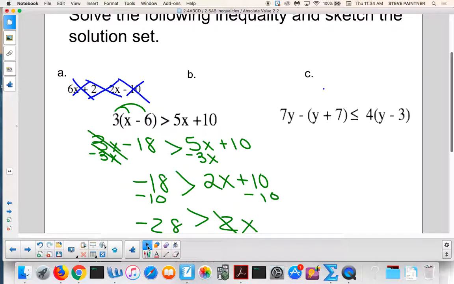7 yo-yos minus 1 yo-yo is 6 yo-yos. Okay? You have to put 1 in front of this.